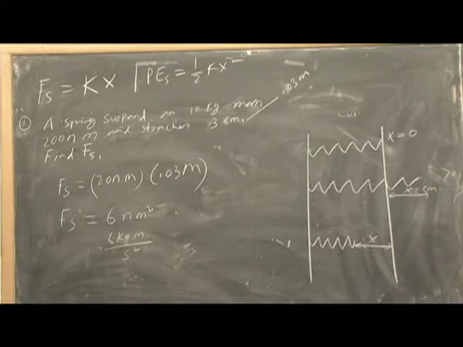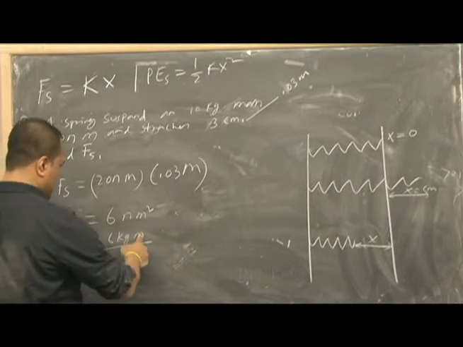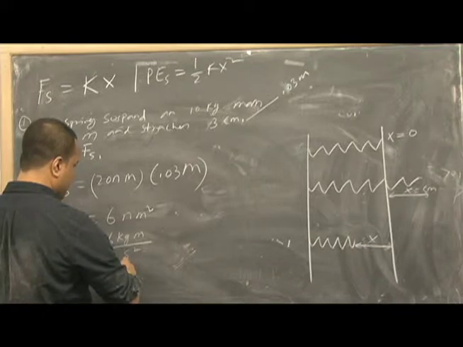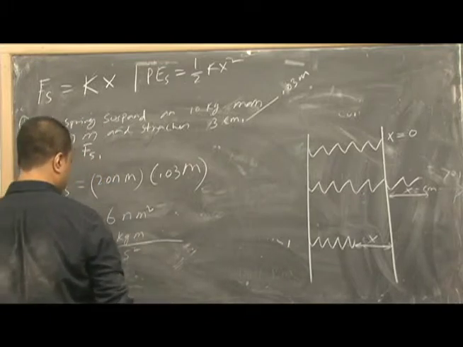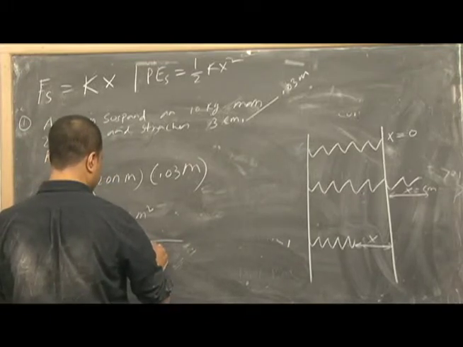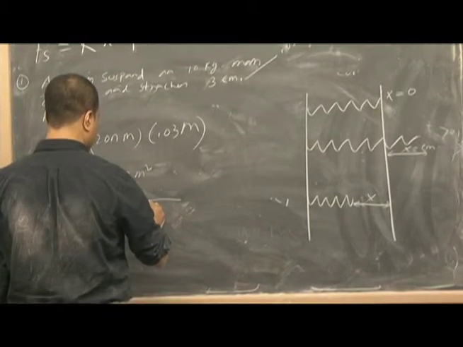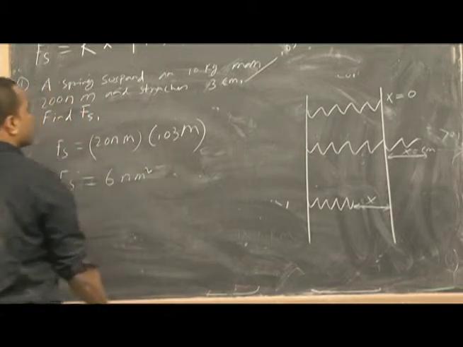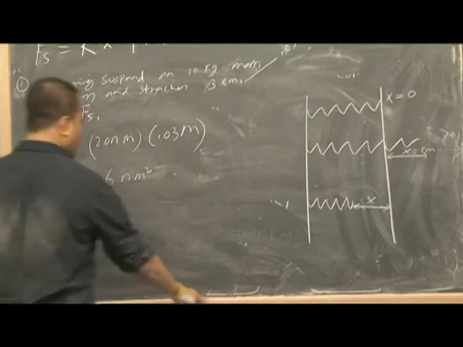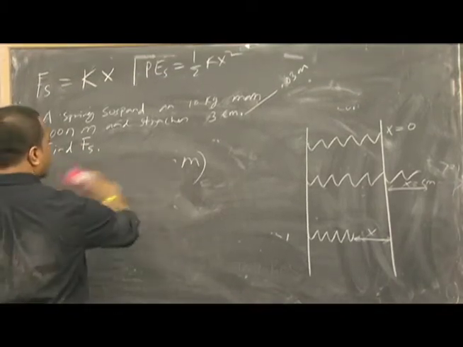So 6 Newton meter square. So let's see, kg meter per second square, and then you have meter square. Alright, so we're gonna keep the unit like that. Okay, so let's solve the next one.